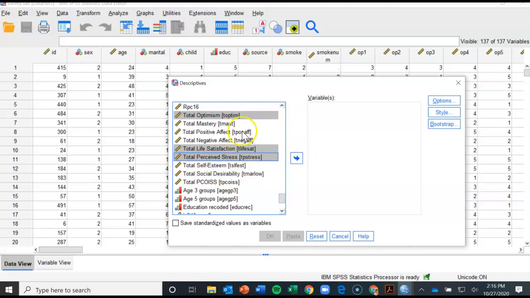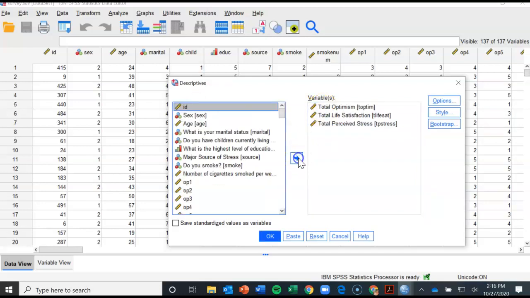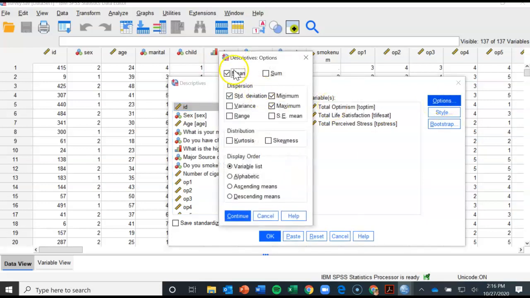So I hold my control key down and I click on each of those. They turn gray. I move them over. Whoops, ID doesn't belong there. I will put that back. Then if I click on options, I just want to make sure that the default is still selected: the mean, standard deviation, minimum, and maximum, because those can give me some information about those variables. Now the only things I'm going to be reporting just by convention are the mean and standard deviation.